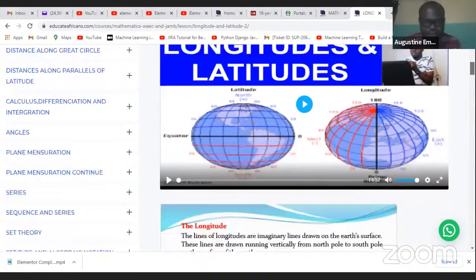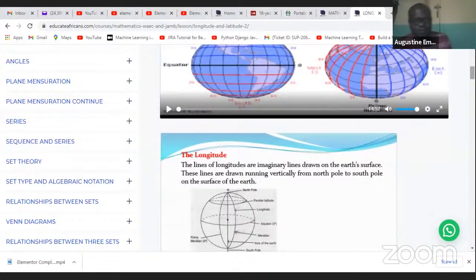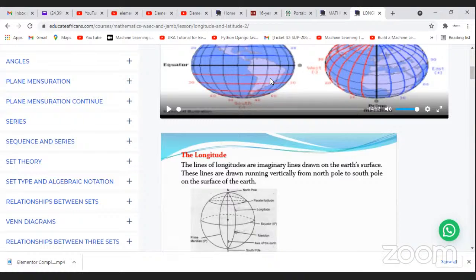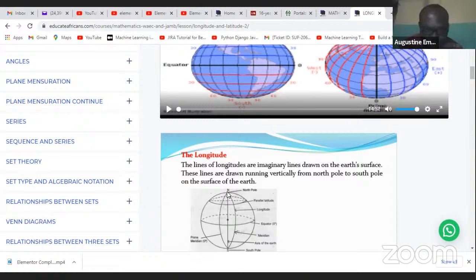Let's read through. The lines of longitude are imaginary lines drawn on Earth's surface. These lines are drawn running vertically from North Pole to South Pole on the surface of the Earth. So those lines that run from North Pole to the South Pole are the vertical lines. The longitudes are the vertical lines, whereas the latitudes are the horizontal lines.